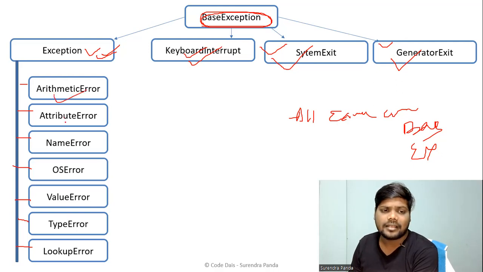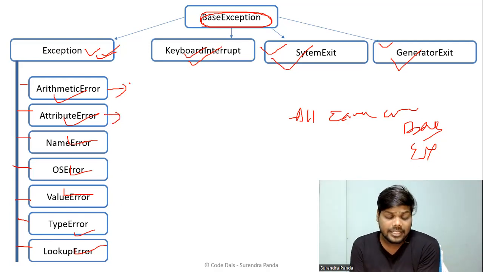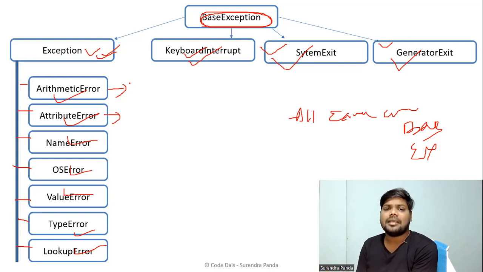Exception has multiple children: ArithmeticError, AttributeError, NameError, OSError, ValueError, TypeError, LookupError. When do you get an ArithmeticError? ZeroDivisionError comes under ArithmeticError. Suppose I created one class, but that class doesn't contain an attribute and I'm trying to access that attribute: AttributeError. Sometimes you will get NameError also, when a variable is not declared and you try to access it.